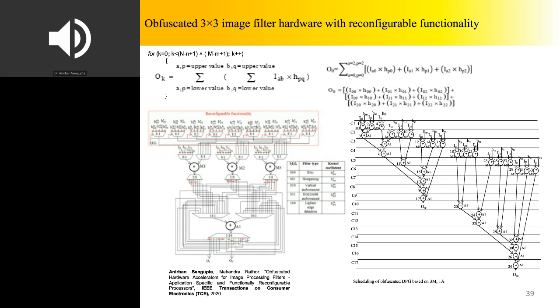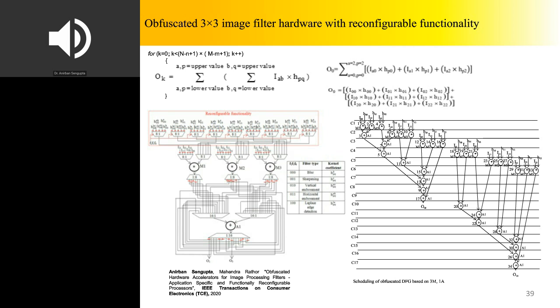This shows one of the other applications that we have designed for obfuscated 3x3 image filter hardware with reconfigurable functionality. So this is used for performing image blurring, image sharpening, image embossing, and image edge detection. For example, we can use Laplace edge detection. So this 3x3 filter kernel hardware, convolution kernel hardware that we have built is functionally reconfigurable. That is, by the application of the control input vector, this hardware can work as an image blurring filter, or as an image sharpening filter, or as an image edge detection filter, and so on.